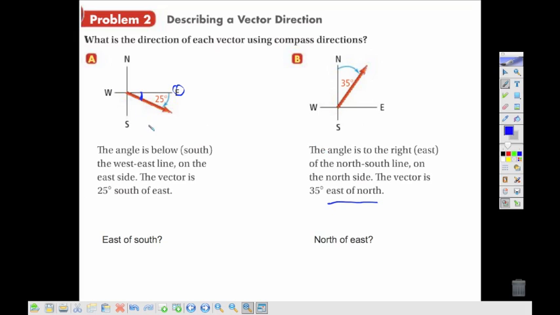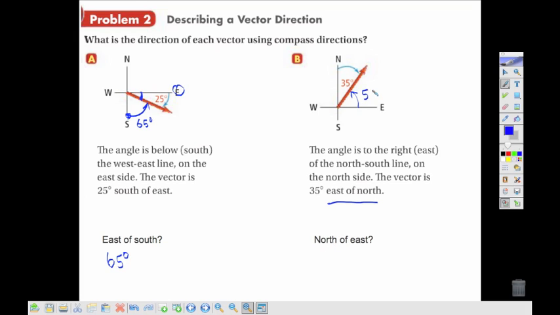Okay? But notice that we could have also described this one as coming from south. Since this is 25 degrees here, then that would mean that this side is 65 degrees. So we could say it is 65 degrees east of the south mark. Or this one over here, if we think about measuring from the east, how far north is it of the east?